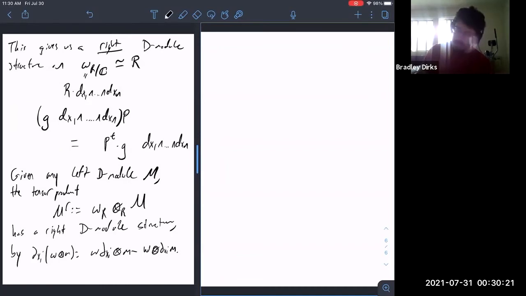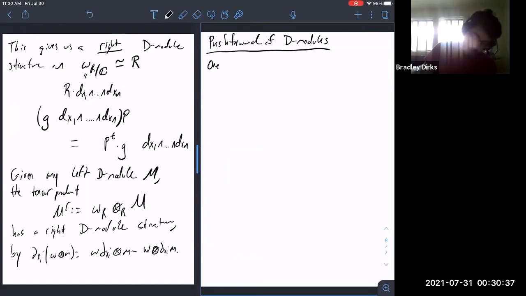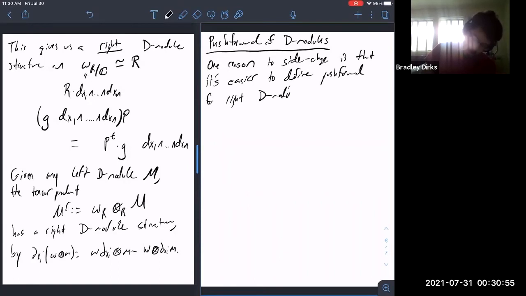Okay, and so I think the last general thing that we need to understand is push forward of D modules. And I'm really just going to give the definition and the one property that we are going to need next week. So one reason to side change is that it's easier to define push forward for right D modules.